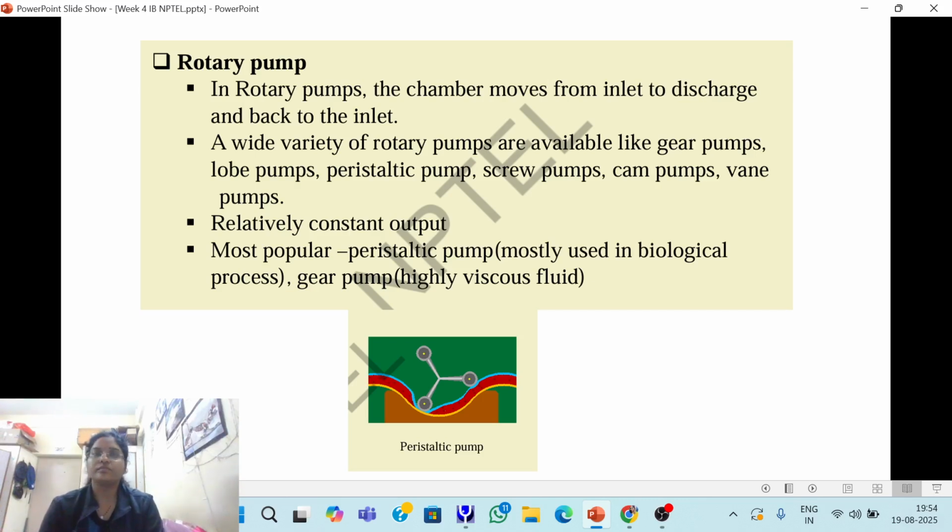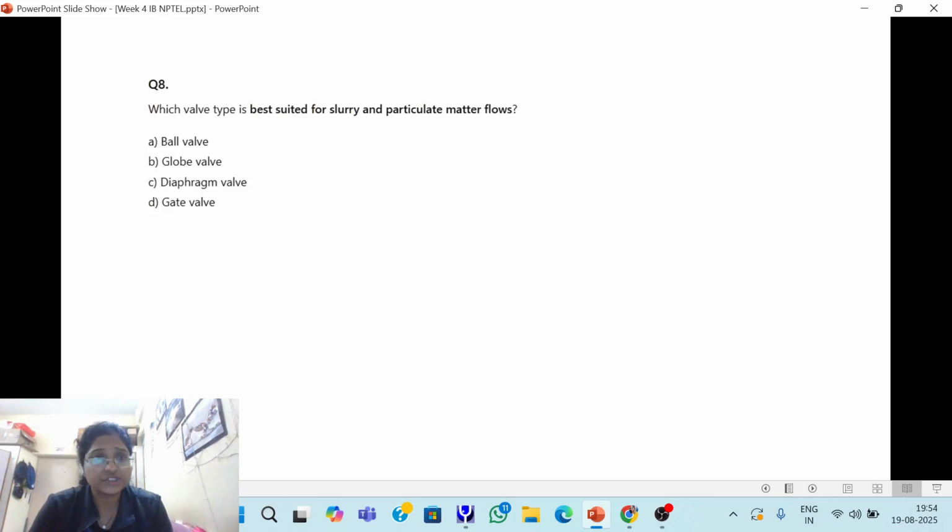Moving on to the next question: which valve type is best suited for slurry and particulate matter flows? Ball valve, globe valve, diaphragm valve, gate valve.